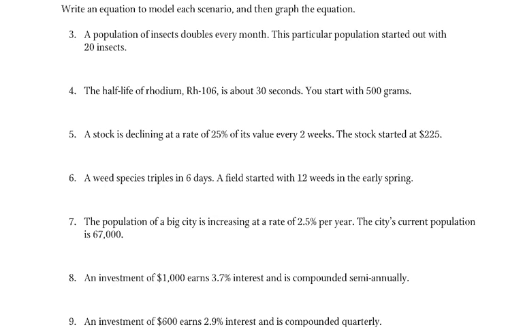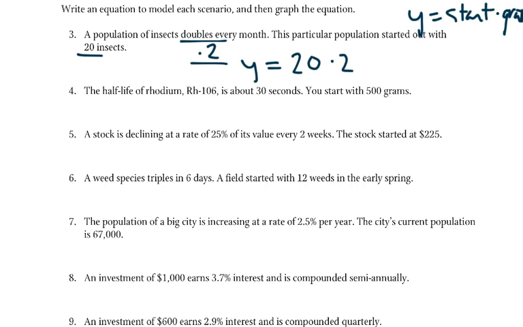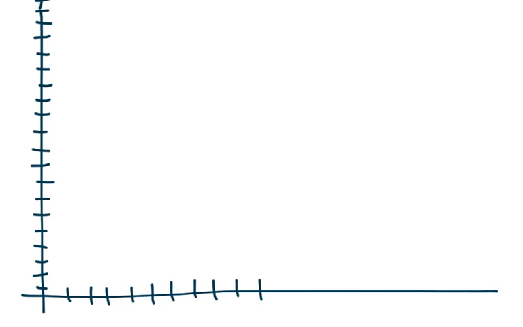The population of insects doubles. Doubles means times by 2 every month. This particular population started out with 20 insects. So we think y equals the start, times what we're multiplying by, which is the growth, to the x power. We started with 20 insects, we're multiplying them by 2, and we raise it to the x power. There's our equation: y equals 20 times 2 to the x.